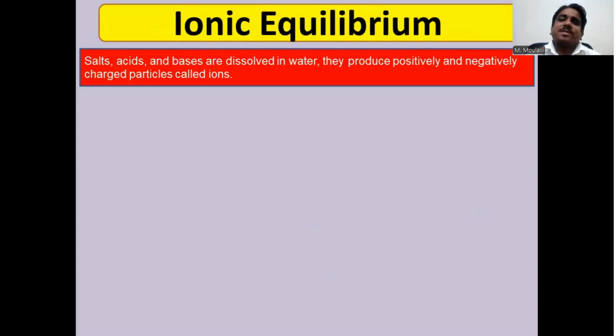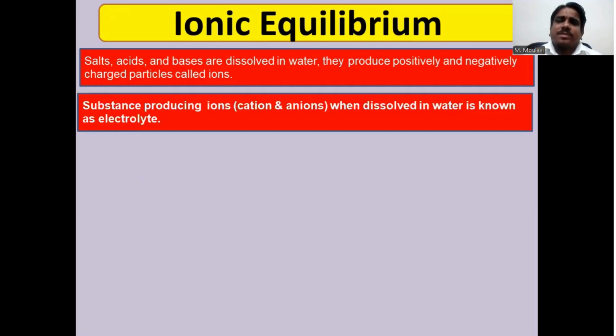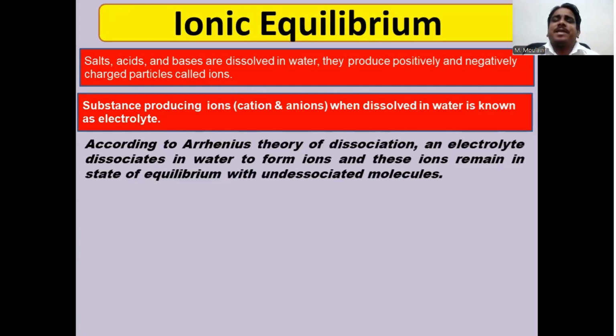Different substances like salts, acids and bases, when dissolved in water, produce positively and negatively charged particles called ions. A substance producing ions, cations and anions, when dissolved in water is known as an electrolyte. According to the Arrhenius theory of dissociation, when an electrolyte dissociates in water to form ions, these ions remain in a state of equilibrium with its undissociated molecules.